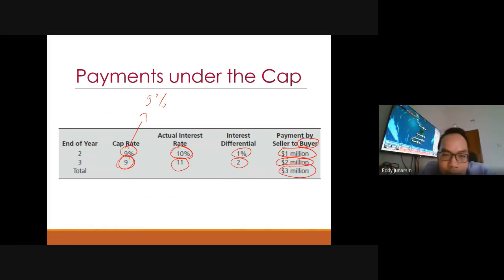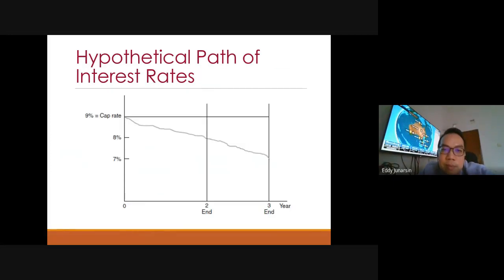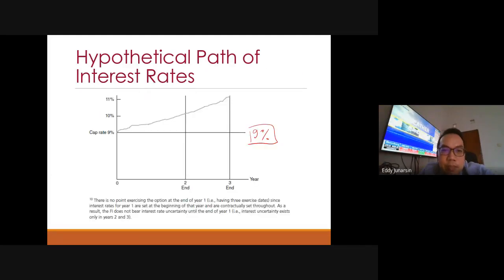Pretty good, right? But this is a case where you have the cap rate of 9% and the real interest rates are above 9% in both years. Okay, what about this? It's going down, okay?